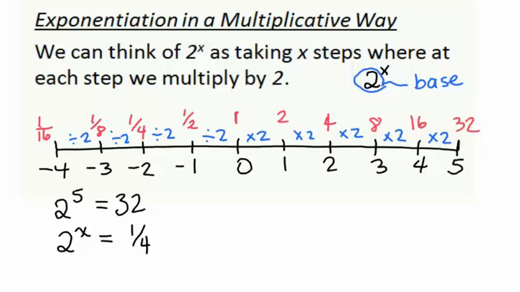This kind of visualization also allows us to solve exponential equations. So, for example, we have 2 to the x is equal to 1 over 4, and we're trying to figure out how many steps we've taken. Well, in this case, we've gone -2 steps to get our value of 1 over 4. We've taken 1 and divided by 2 twice. So it must be that x is equal to -2 in this case.